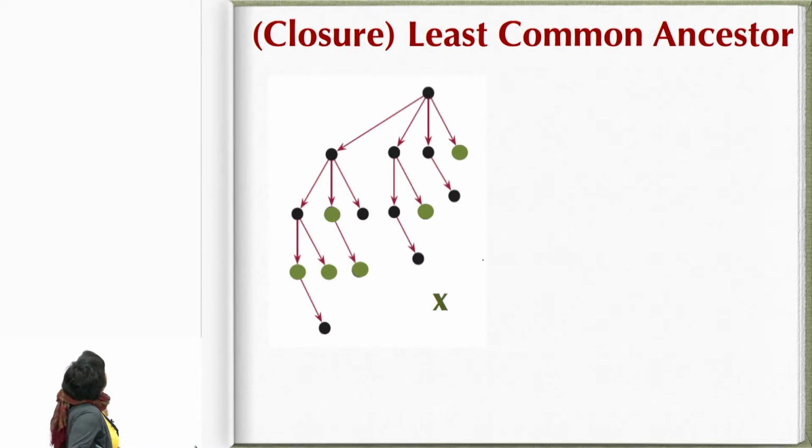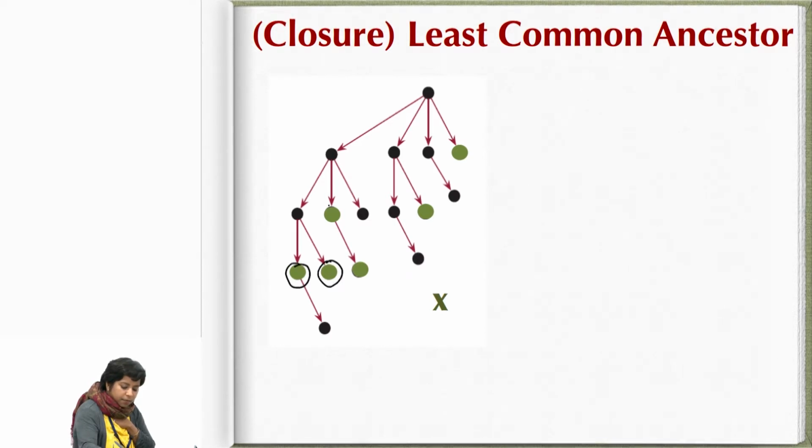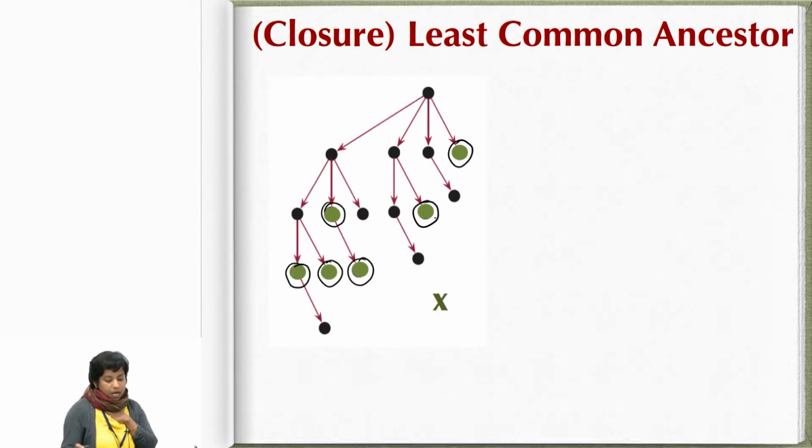Can you see the colors? Oh no. Can you see the green? These are colored green. Is it clear that some vertices are colored green, others are black? So these are the X vertices.